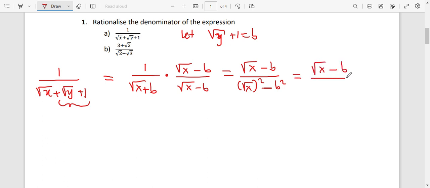Square root of x squared is x. Because what you have is square root of x multiplied by square root of x. And when you're multiplying, you multiply those terms which are inside. So that will be square root of x squared. And you know that a square and a root cancels. So you just remain with x. So I'm going to remain with x minus b squared.